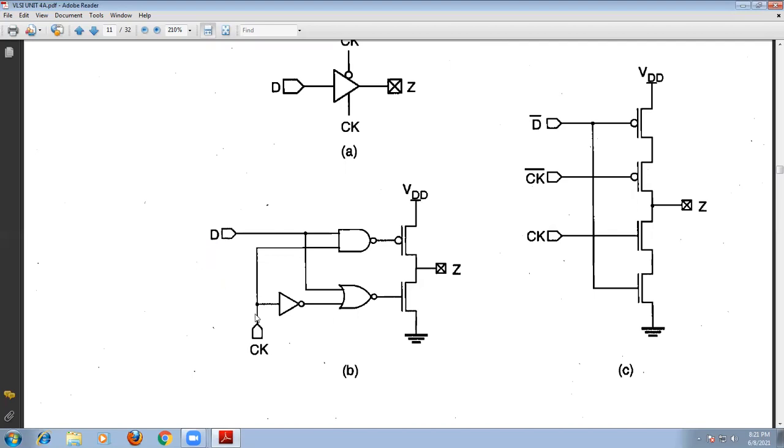To implement this logic in the output circuit, the NAND gate requires 4 transistors in total, 2 in the pull down and 2 in the pull up, because this is a 2 input NAND gate. Similarly, the 2 input NOR gate also requires 2 transistors in the pull down region and 2 in the pull up region. Totally we require 4 plus 4 is 8 transistors. And we already have 2 transistors in the output stage. So the total is 10 transistors.